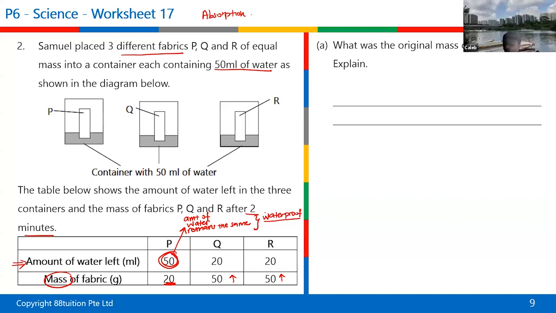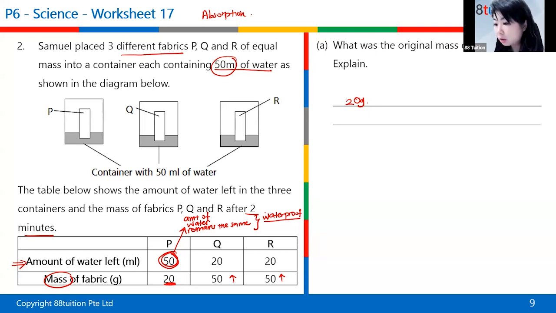50? Are you sure? Did you listen to what I was talking about just now? Which material did not absorb water, Caleb? Q and R? Are you sure or not? Which material did not absorb water? P, because the water remained at 50, correct, Caleb? So what is the original mass of the fabrics? 20. Thank you.